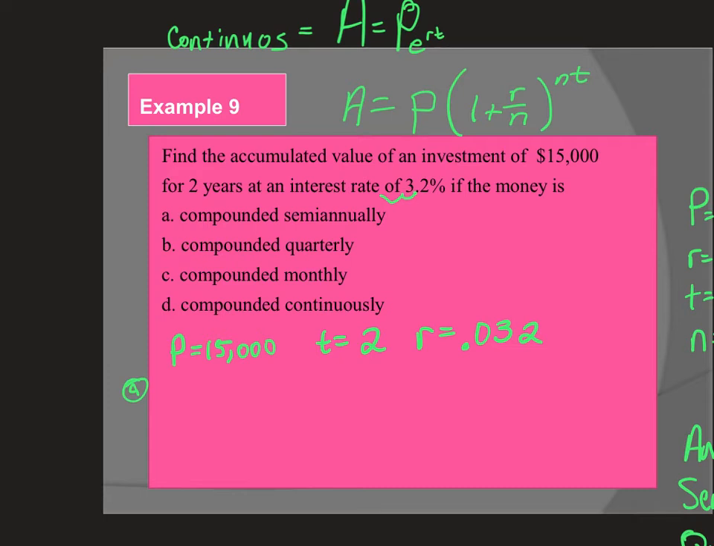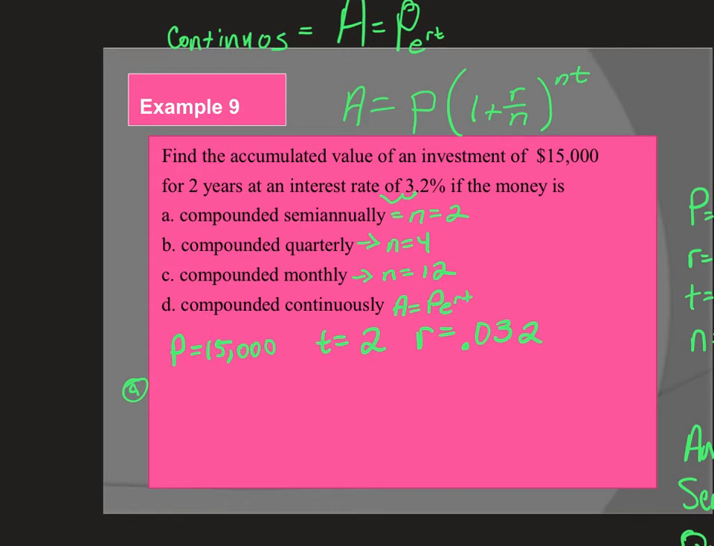So N is the thing that's going to change from A to B to C to D. In letter A, what is my N value? When I say compounded semi-annually, N equals 2. In B, I'm going to use what number for N? 4, because it's quarterly. In C, I'm going to use 12. And I see the word continuously. What do I use when I have my interest compounded continuously? A equals P E to the RT.